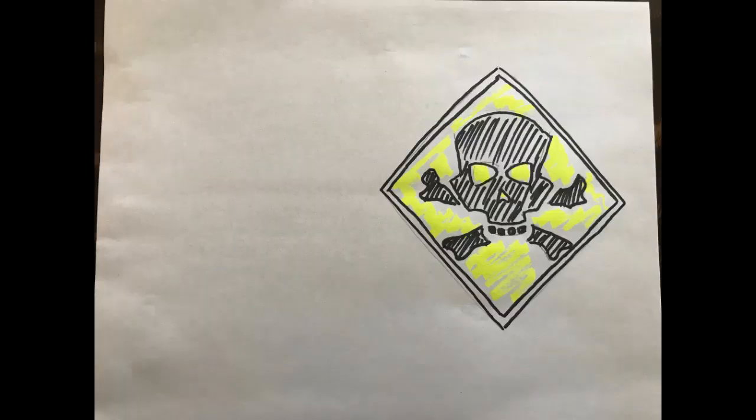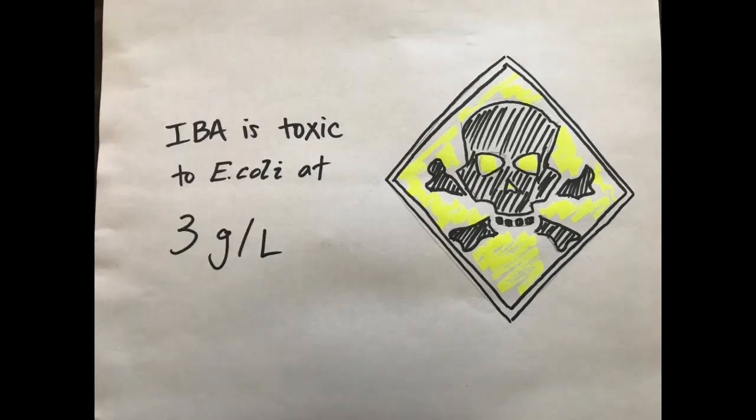In the laboratory, when we were trying to make isobutyl acetate, we ran into a problem. We actually found that IBA is toxic to E. coli, and this is bad because it's going to inhibit the amount of production that we can make. So how do we fix this?